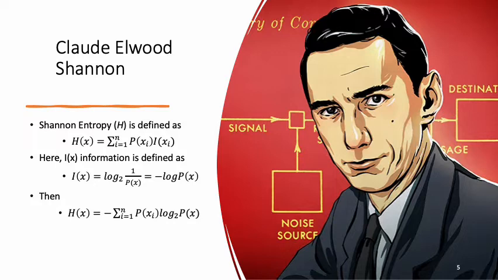For a discrete random variable X with a probability mass function p(x), where x represents the possible outcomes, Shannon entropy H(X) is defined as H(X) equals the summation of p(x) I(x). Here, I(x), representing information, is defined as I(x) equals minus log p(x). When we write I(x) in place, then it will be H(X) equals minus the summation of p(x) log p(x).